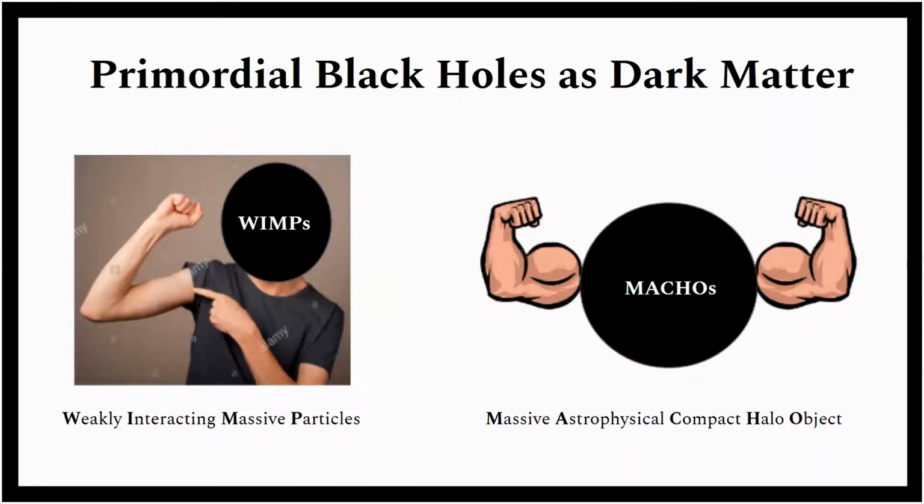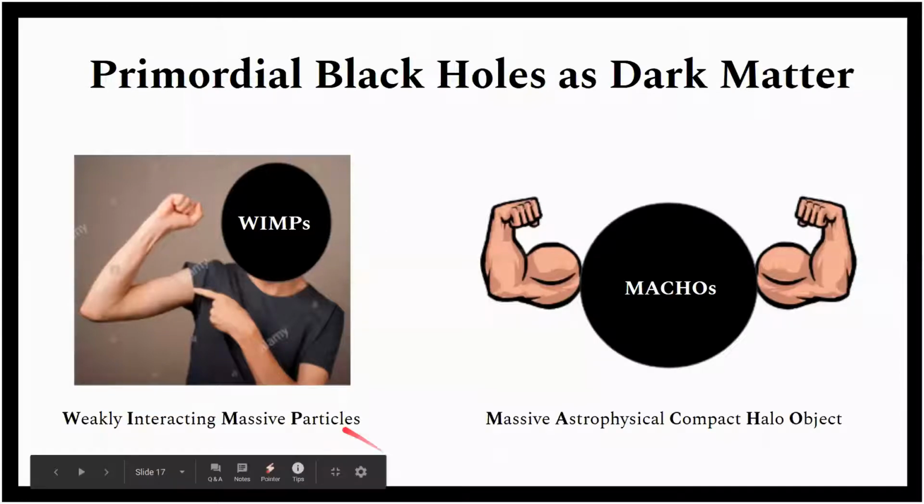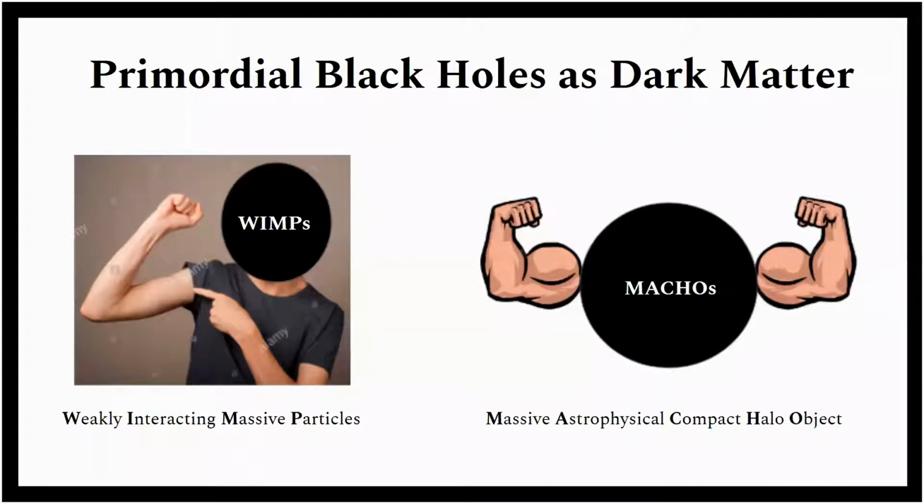But generally, dark matter consists of two different types. You have the WIMPs, which are the weakly interacting massive particles. These are hypothetical particles so far, which we have not detected yet, and these are beyond the standard model. So that's a different domain altogether. But then you also have the MACHOs, the massive astrophysical compact halo objects. And primordial black holes are basically what we call MACHOs.